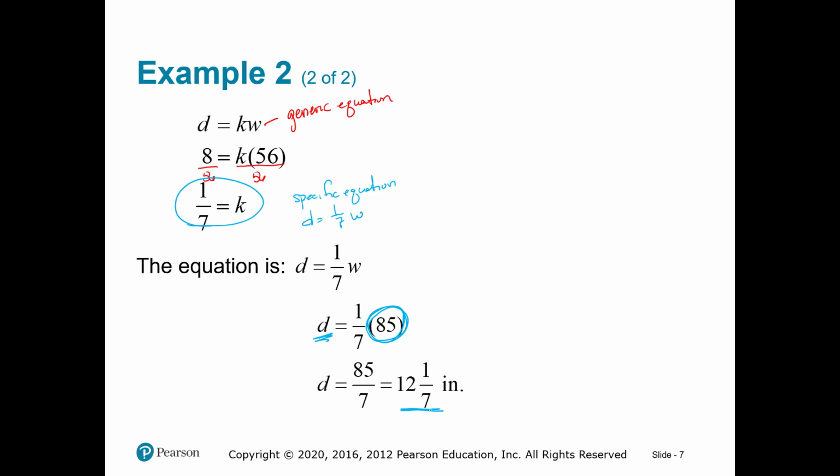Do they want a mixed number? Do they want a decimal? Do they just want you to leave it as this fraction 85 over 7? So be very careful what they're looking for. Good? Okay, so the key is understanding direct means multiplication. And you always come up with the generic formula first before you get to this specific formula.